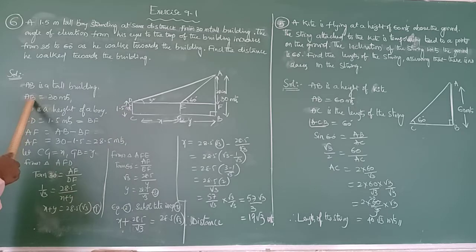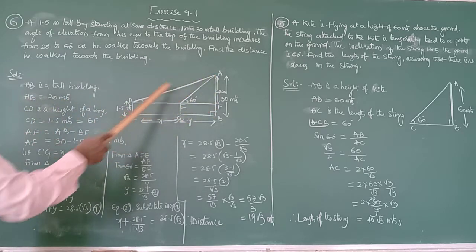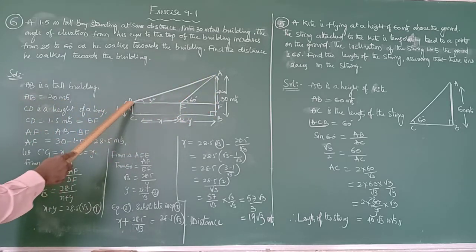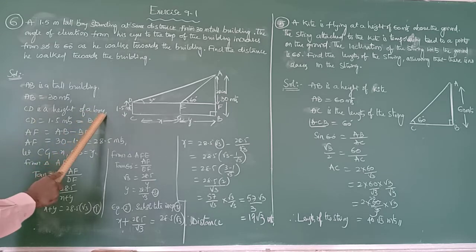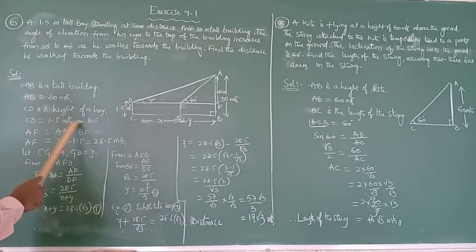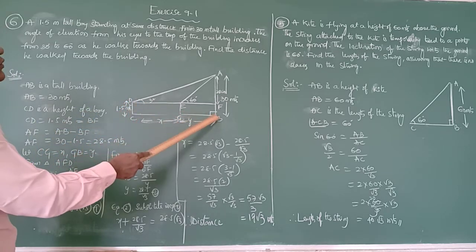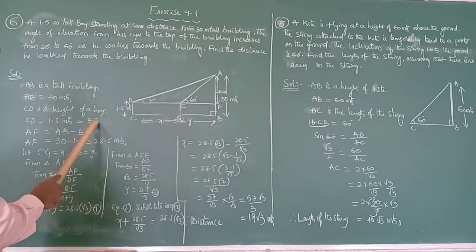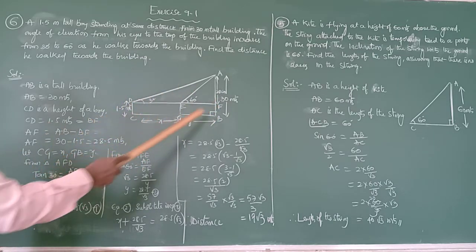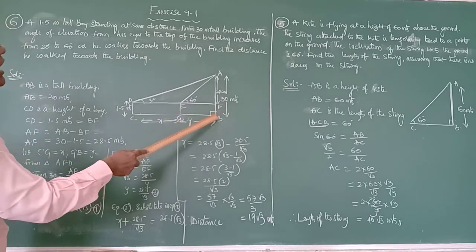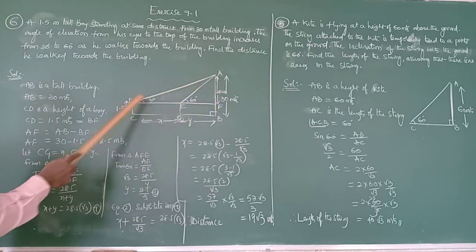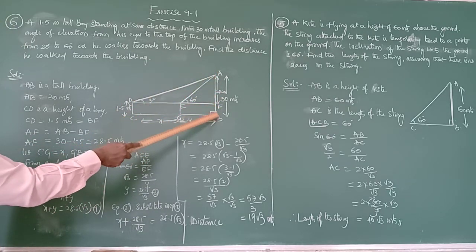So AB equals the height of the building, 30 meters. CD is the height of the boy, equal to 1.5 meters. Here CD equals BF, which equals 1.5 meters. Children, the total height of the building is 30 meters, so we have to subtract the boy's height, 1.5.